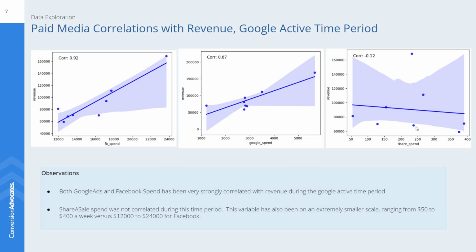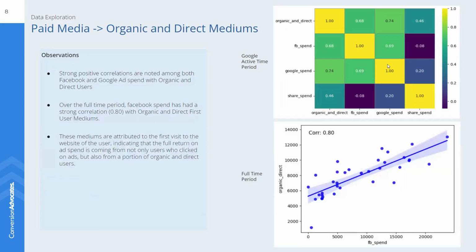During this time period, Share a Sale spend's correlation with revenue was pretty flat. You do see that it was a slightly negative correlation, but it's so barely negative that you would really say there's just no correlation during these weeks between how much was spent on Share a Sale and revenue.